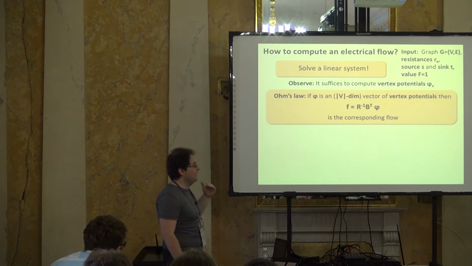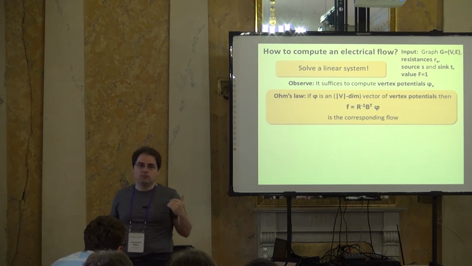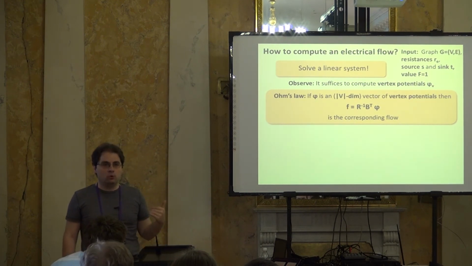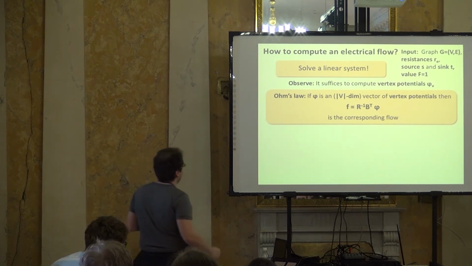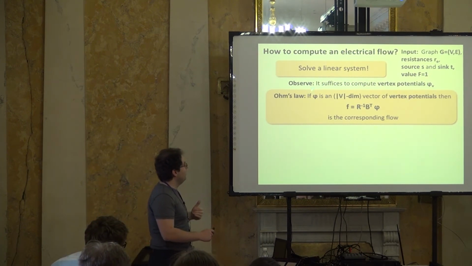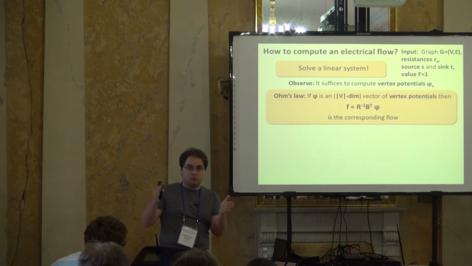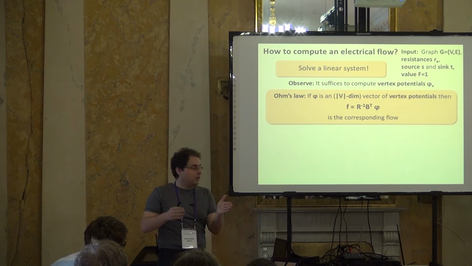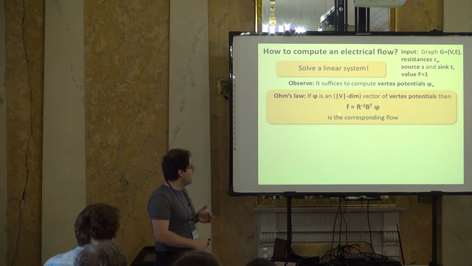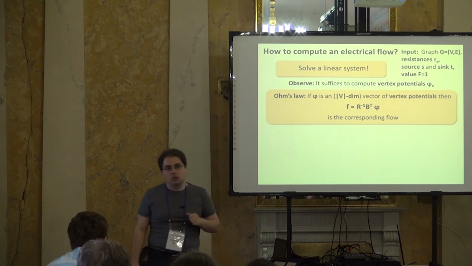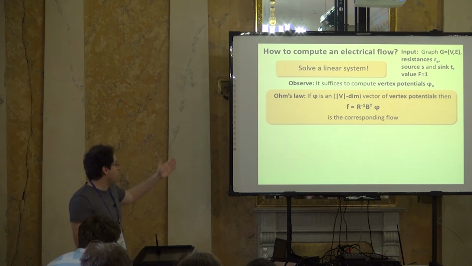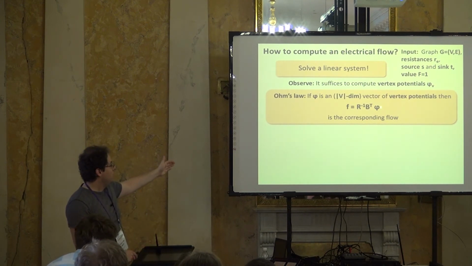First of all, let's translate everything into the language of linear algebra, because that's the language we work with. I claim that Ohm's law can be written as follows: once I think of potentials as a vector in n-dimensional space with each coordinate corresponding to a vertex, this equation gives me exactly Ohm's law. This is how I relate the induced flow and the potentials to each other.